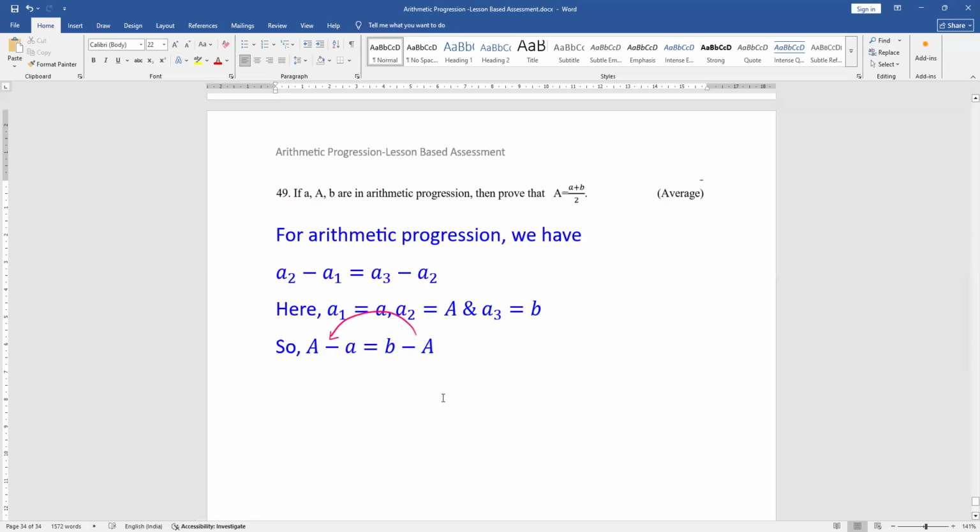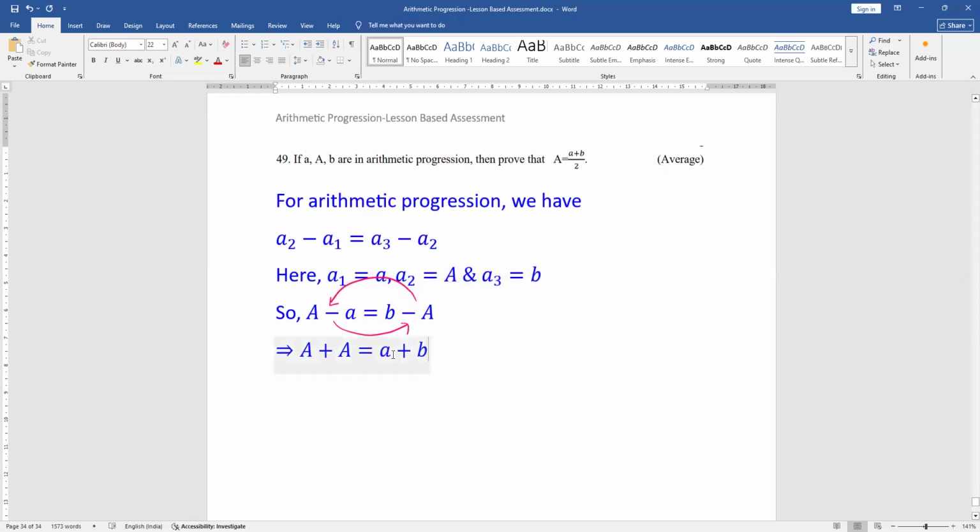Move it like this. In my next step, I write capital A plus capital A equals minus a minus b. Which side do I move this? I move it to the right hand side. So that means you get b plus a, correct? Either you can write b plus a or a plus b, anything is fine.